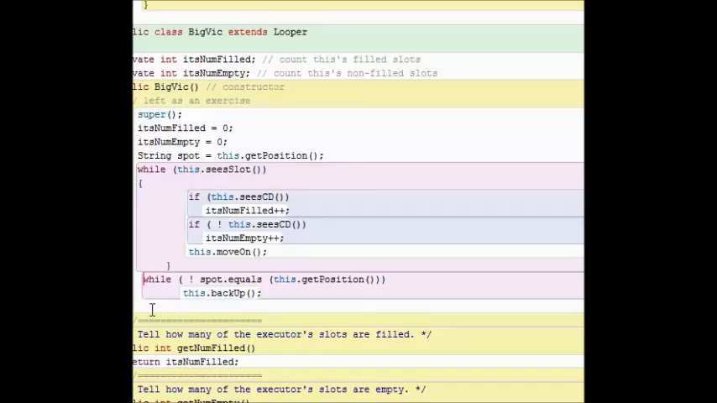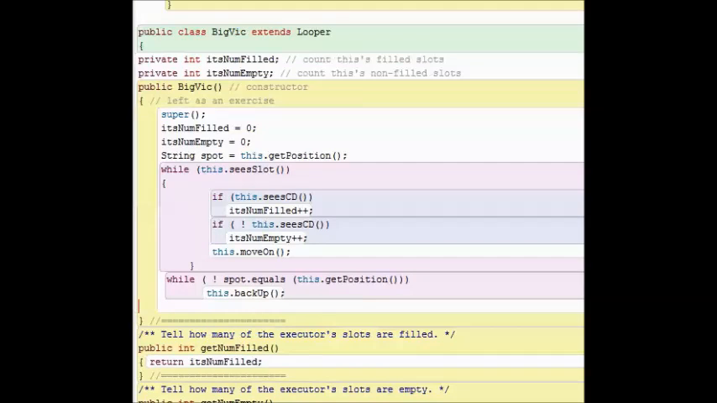So what you say is, while spot does not equal this get position, when these two are equal, then he'll stop backing up. So in other words, until this is true, he's still going to back up. Okay, so he gets back to his initial position. And make sure you have your ending curly brace. And that's all there is to it. Okay?